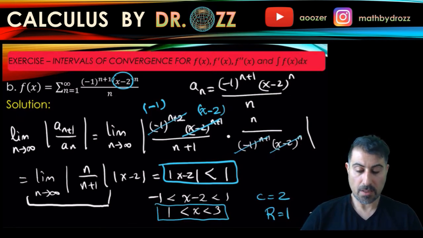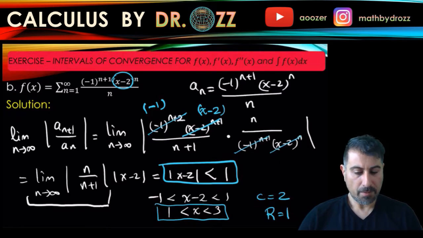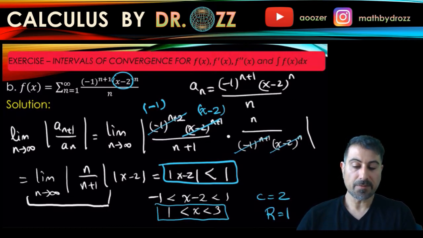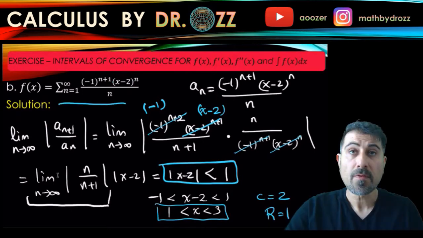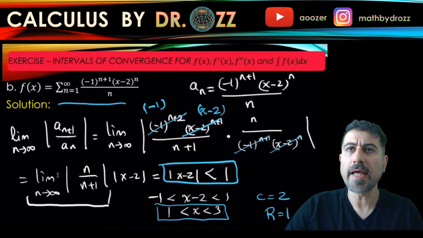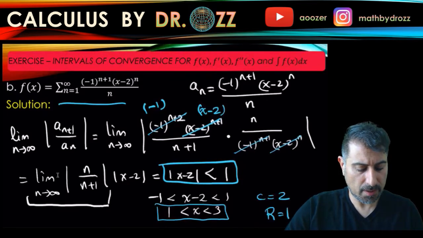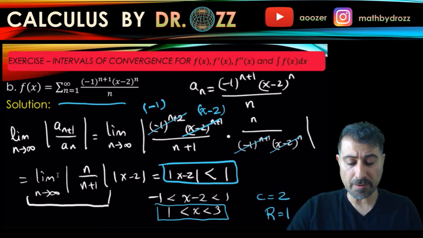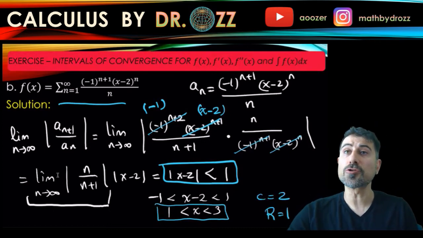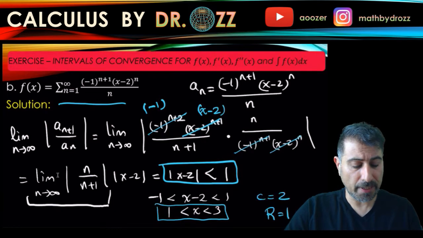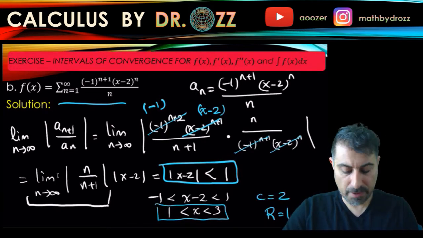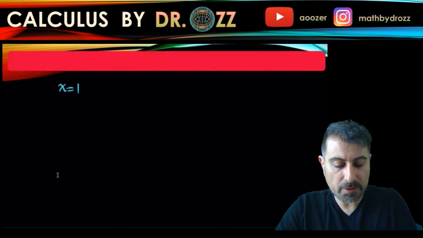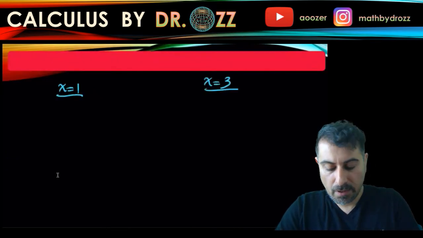All right, so what I'm going to do next is figure out how I can differentiate or integrate this series term by term. But before jumping to that, why don't we just analyze the convergence of this series at the endpoints first. Okay, so I'm going to rewrite this series for x equals 1 and x equals 3, and check what's going on with the endpoints here. x equals 1, x equals 3. So let's see what we have here.